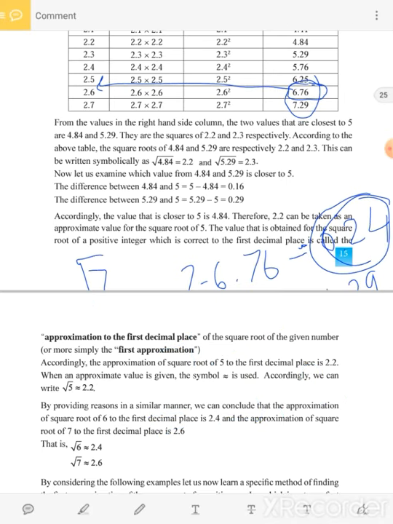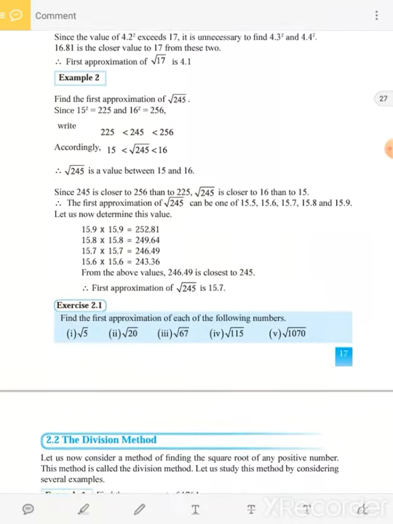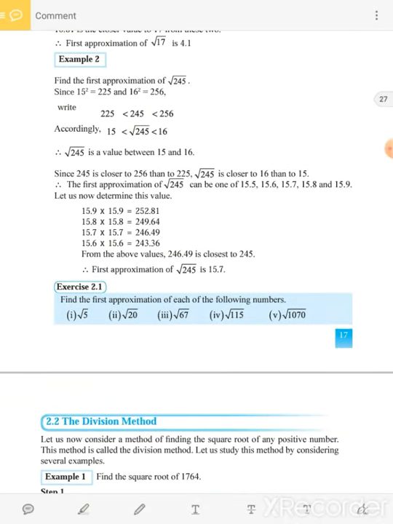In the next class we can do these two examples. Then you can try this exercise.